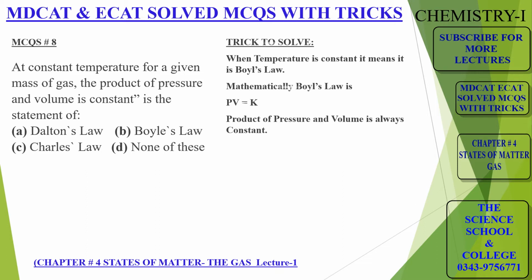Again, from the first statement, at constant temperature, you should recognize that it is Boyle's law, because the temperature remains constant. When temperature is constant, it means it is Boyle's law. Mathematically, Boyle's law is PV equals constant, meaning the product of pressure and volume is always constant at constant temperature. So the correct option is Boyle's law, option B.